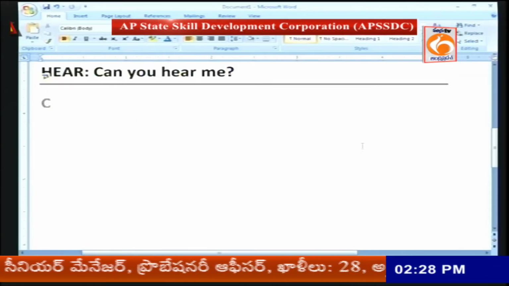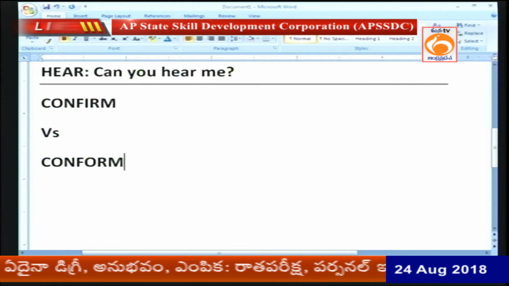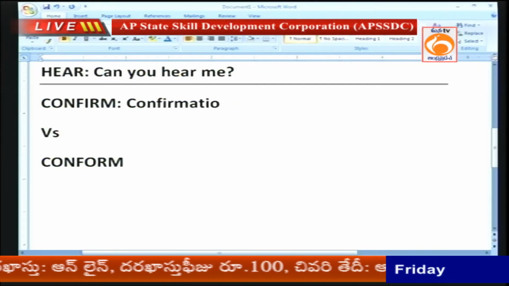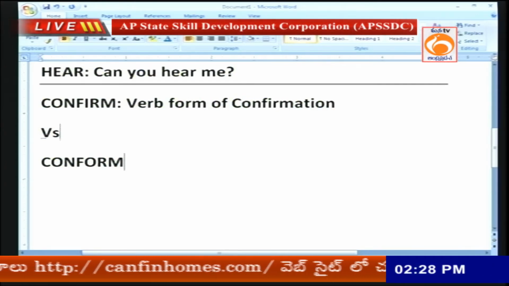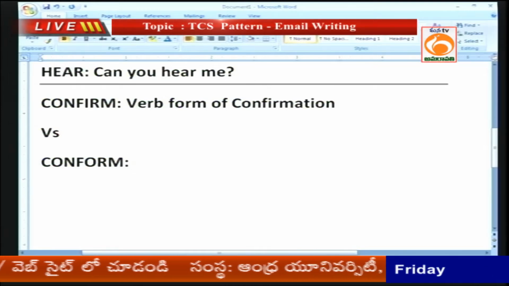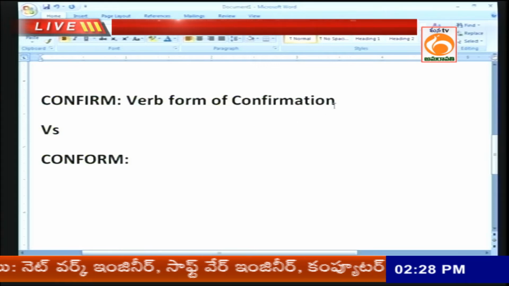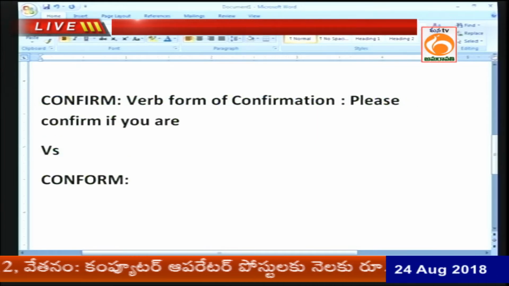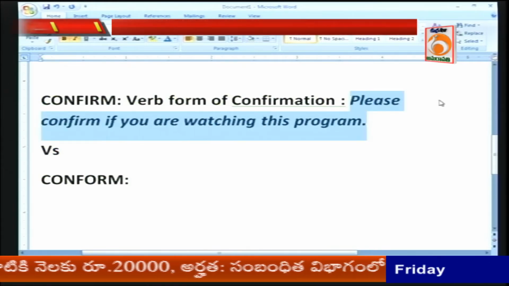So let's continue. As far as the spellings are concerned, there is a word which is confirm and another word which is conform. Both are pronounced pretty much the same way. Confirm is basically the verb form of confirmation, right? Like please confirm. Let me show an example: please confirm if you are watching this program.